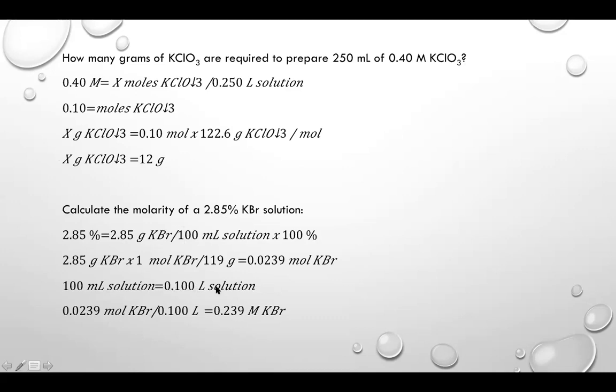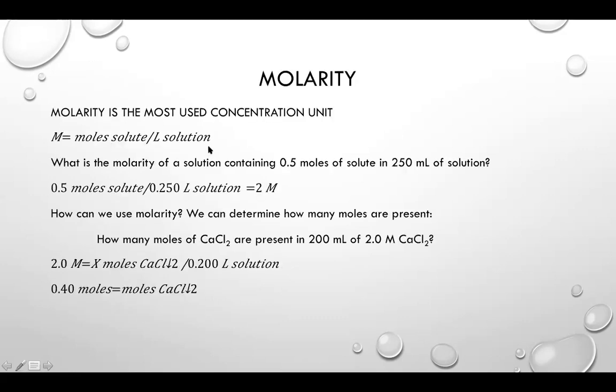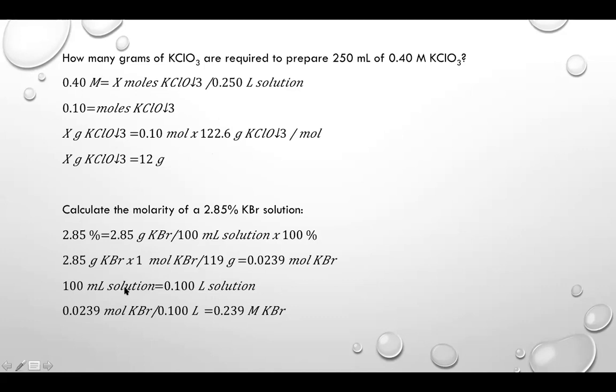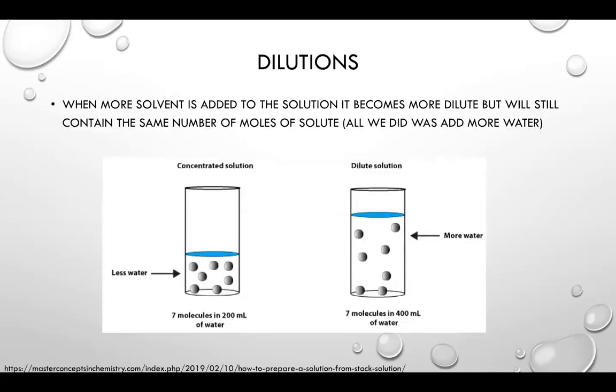And if we convert that to liters, it's 0.100 liters of solution. And so we'll plug the moles and the liters into our moles and liters equation for molarity. That will give us 0.239 molar when we take 0.0239 and divide it by 0.100 liters. We'll have homework questions and we'll do a lot of practice on this as well.